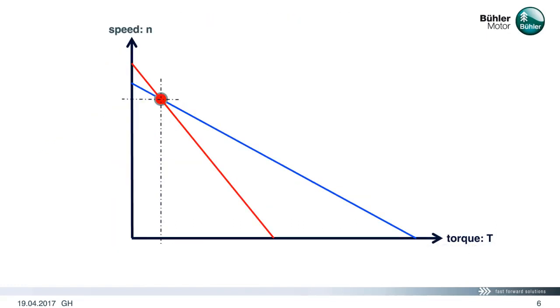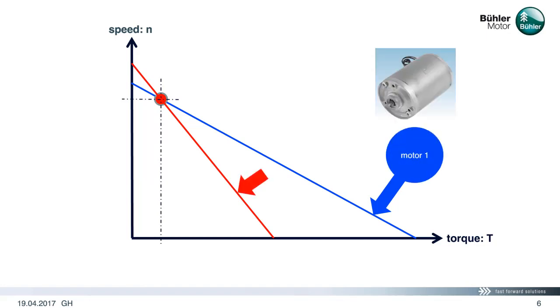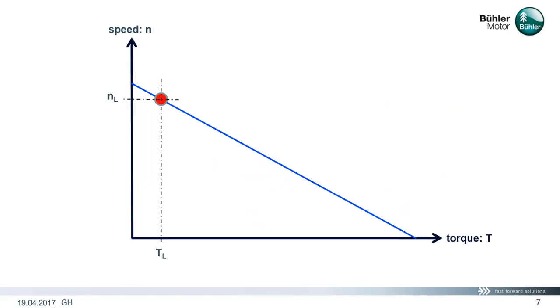The blue line is representing motor 1, which is a much bigger motor than motor number 2, represented by the red line. From this we can see that the knowledge of the load point only does not help to define the motor we need. What we need is a second point on the straight line. This second point could be the stall torque, T sub S. With the knowledge of T sub S, we have all information to calculate the speed regulation constant of the motor we need.